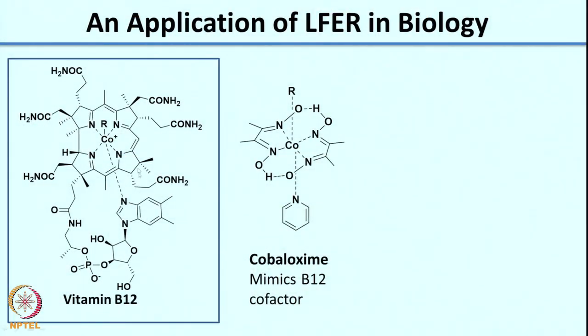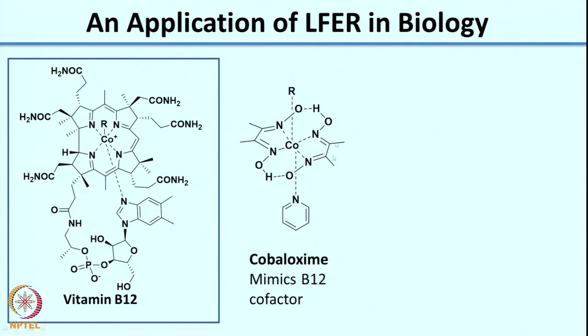So, just to illustrate how LFER can actually be used to even understand biology or can be used for important applications, shown here you have the structure of vitamin B12. As you can see, it's a very large molecule and looks quite complicated, right? It's really big. So, now what scientists have tried to do is, they have tried to use this small molecule, called cobaloxime, to imitate or mimic this cofactor of vitamin B12. This part of the vitamin B12 is its cofactor, which has the metal. So, this molecule has been used to imitate the cofactor.